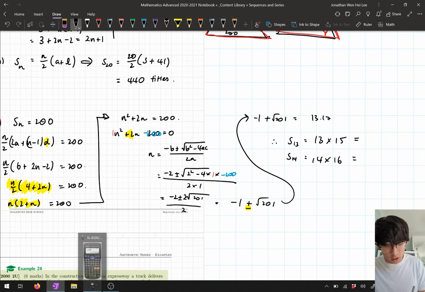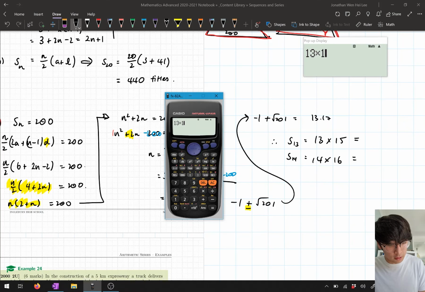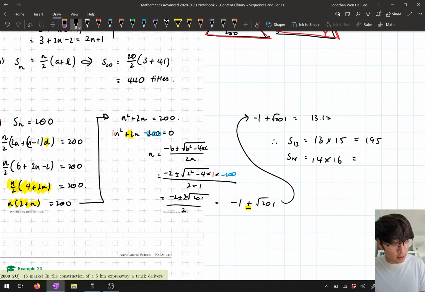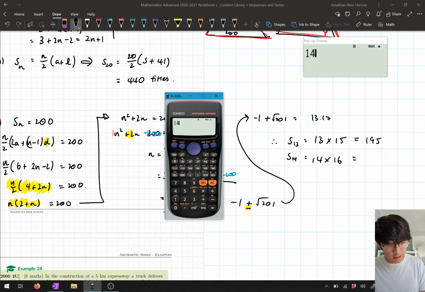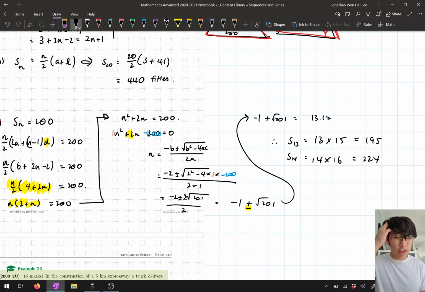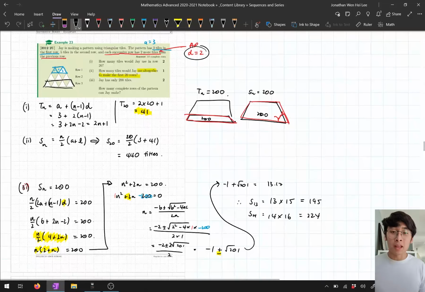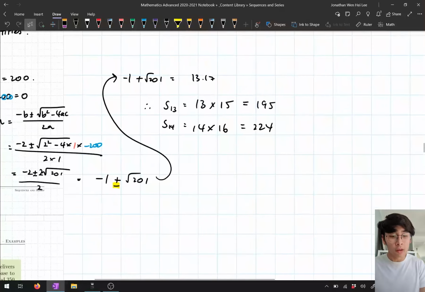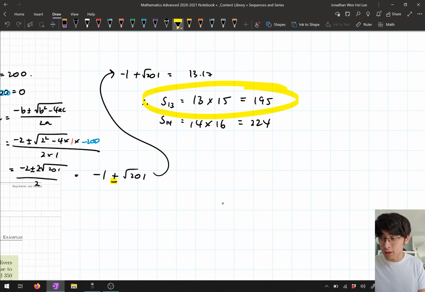So 13 times 15 will give me 195, and 14 times 16 will give me 224. So if we think about those two numbers, how many complete rows can Jay make? Well, if he only has 200 tiles, then he can only make 13 rows. And so here, Jay can only make 13 complete rows.